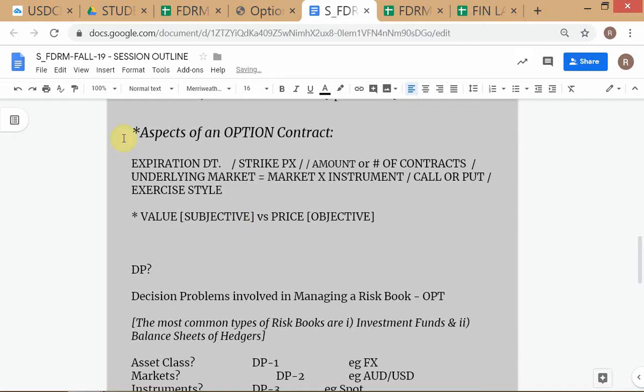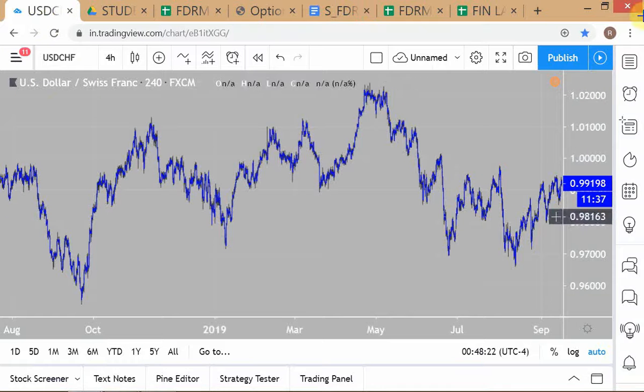What do I mean by price is objective? What is the dollar Swiss price right now? 99.20. We just say 99, we don't say 0.99. So 99.20 is the dollar Swiss price. Whether you like it or not, this is the price. And there is no doubt about it. Somebody sitting in Tokyo can see the price. Somebody sitting in Nigeria can see the price. It's the same thing for everybody. This is the price of dollar Swiss.